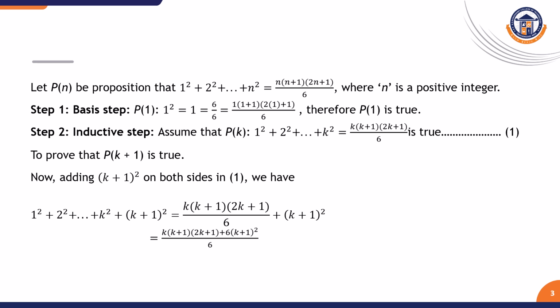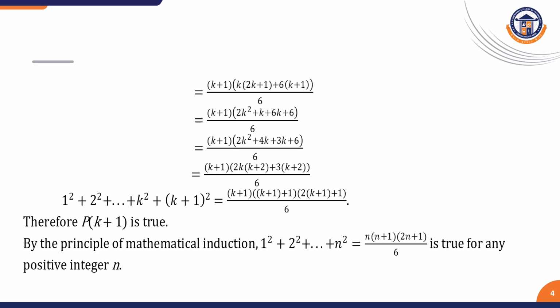Here the first one is a fraction and the other one is a normal term, so we cross multiply. Cross multiplying, we get this, and we expand the second bracket. Here we take 2k outside, so k plus 2, then 3 outside, 3 into (k+2). So we get this. Therefore P(k+1) is true. So by the principle of mathematical induction, we can write 1 squared plus and so on up to n squared is equal to n(n+1)(2n+1)/6.